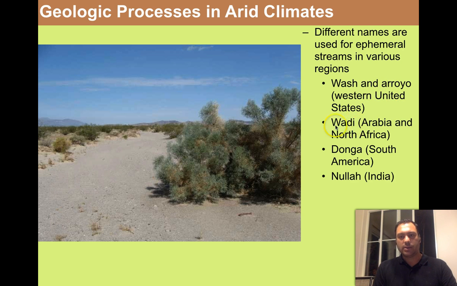In Arabic, it's a wadi. So in north of Africa and Saudi Arabia, it's called a wadi. This is actually where we get our English word water from, or it's a similar derivative, I should say. Donga is the South American phrase for this, and nulla is the word for these washes in India. Okay.